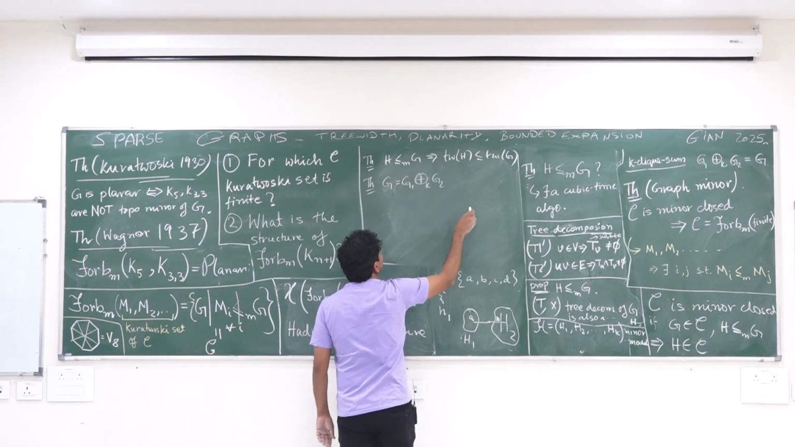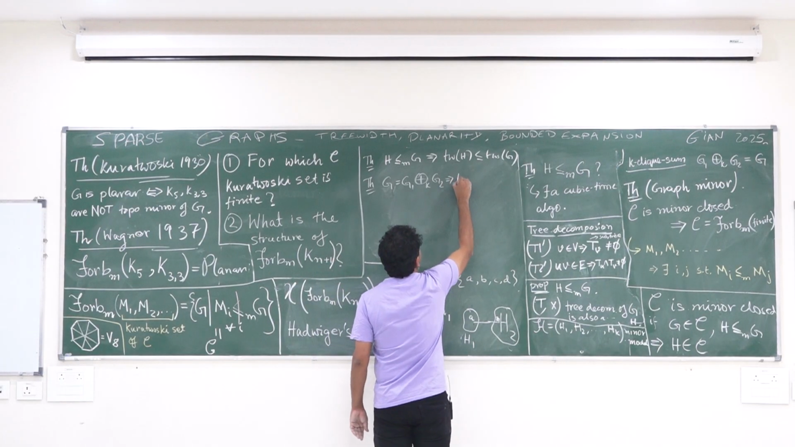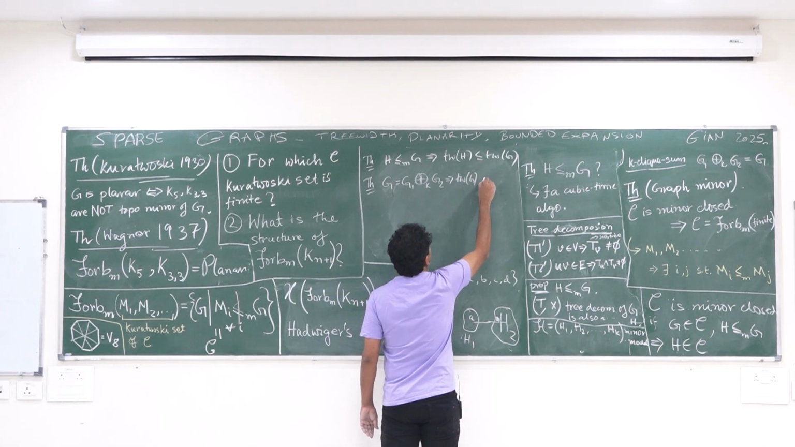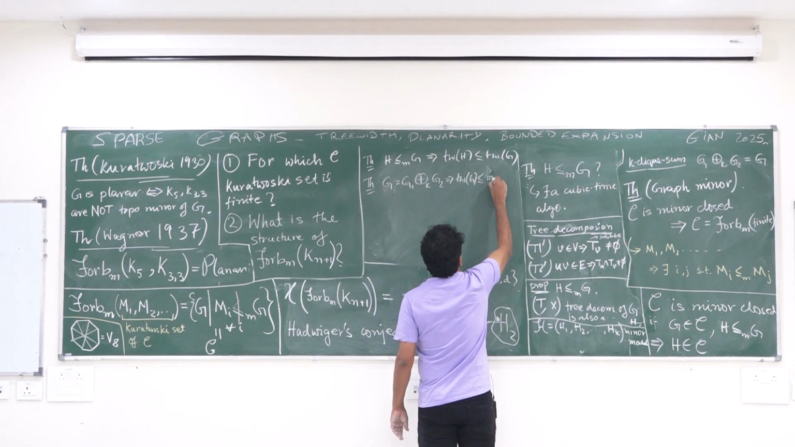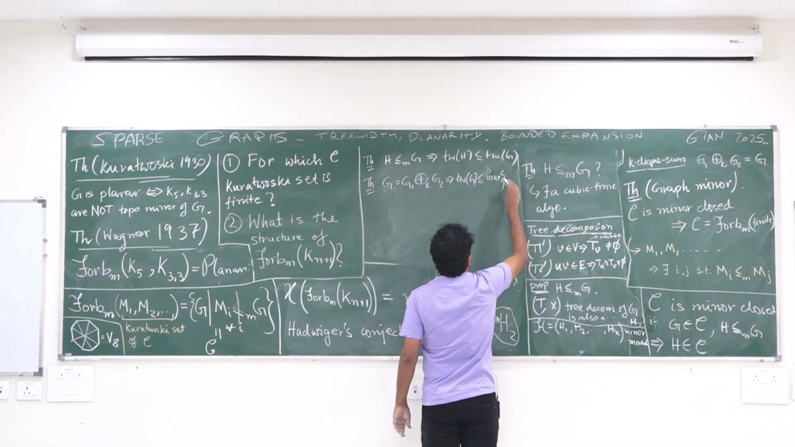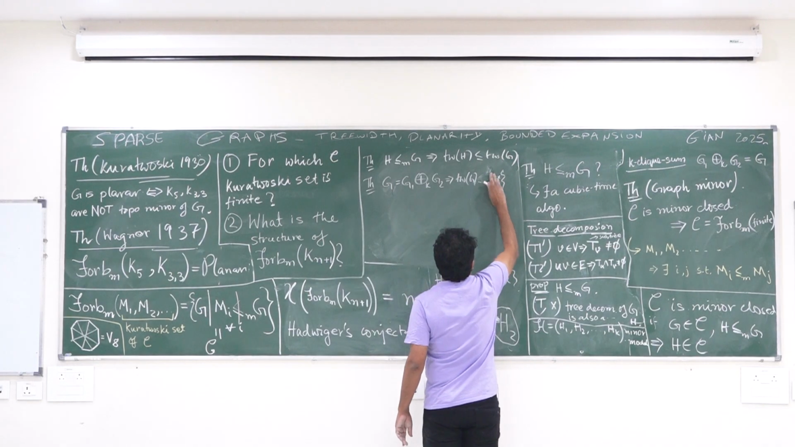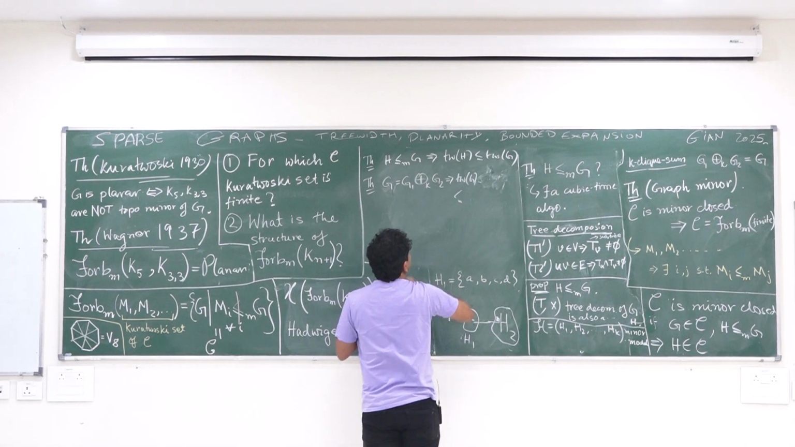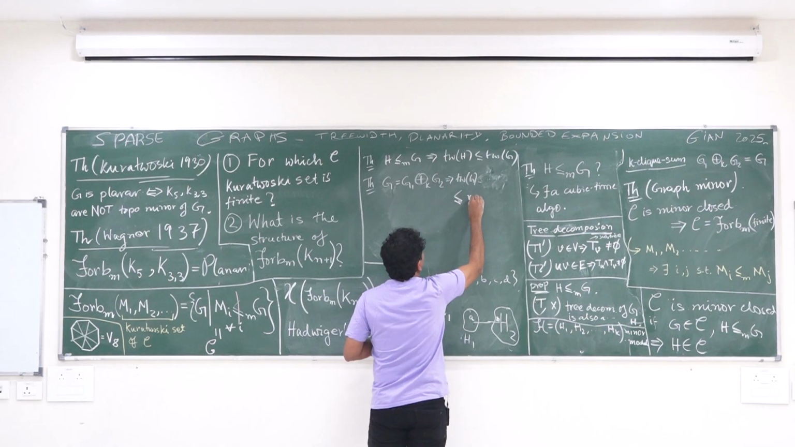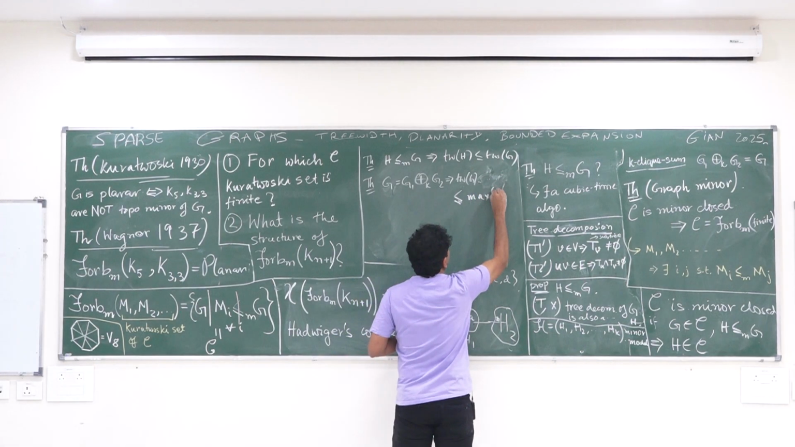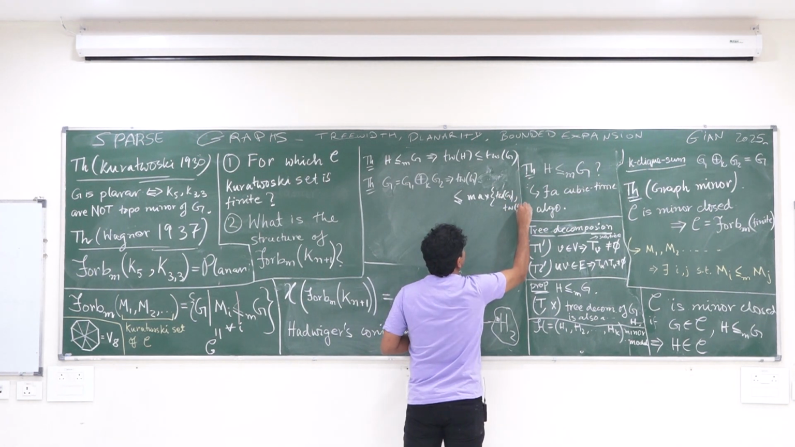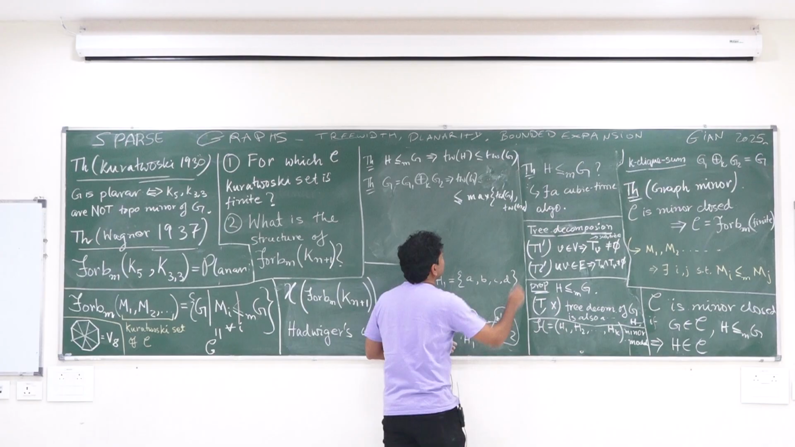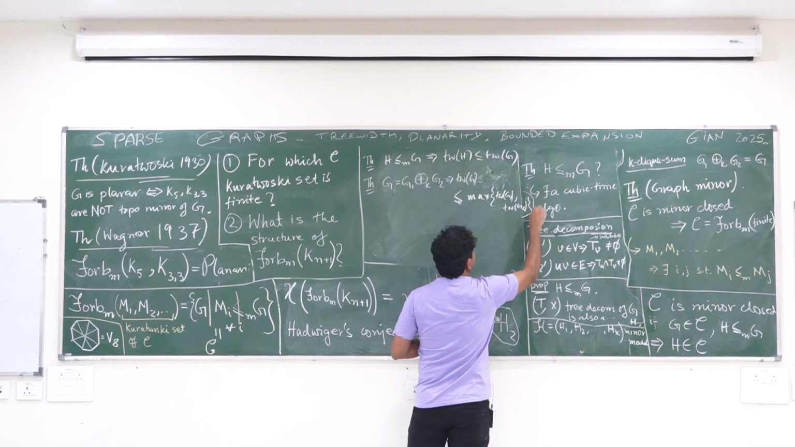plus G2 implies tree width of G is less than or equal to max of tree width of G1, comma, tree width of G2. Okay. So this one I can see.